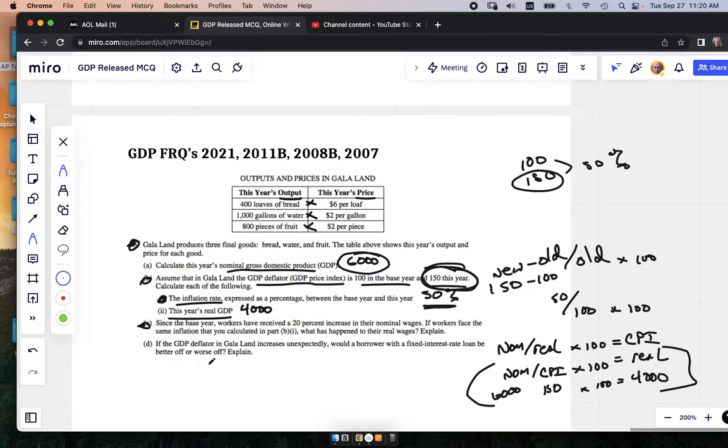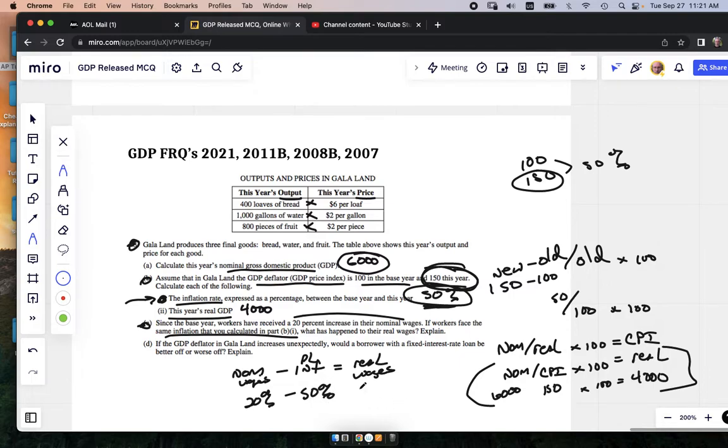All right, we'll do C. Since the base year workers have received a 20% increase in nominal wages, if workers face the same inflation that you calculated in B, which was 50%, what happened to their real wages? Again, nominal minus inflation, or price level changes, equals real wages. And they got a raise of 20%, but the price of everything went up by 50%. They lost. What they can actually buy is 30% less stuff. Their real wages went definitely down. All right, we're going to stop there.